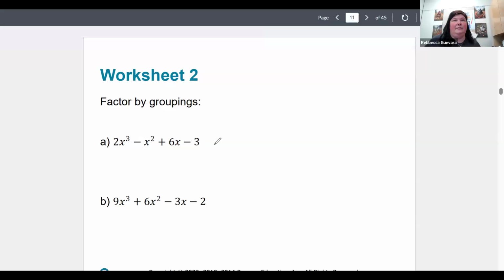All right. So we're going to put the first two together. Bear in mind, it doesn't always have to be the first two and then the second two. You can rearrange it if you want to. Sometimes that is easier, which I may do here with B. We've got this arranged now, and we can see here that both of these are divisible by an x squared. So we're going to take out the x squared.